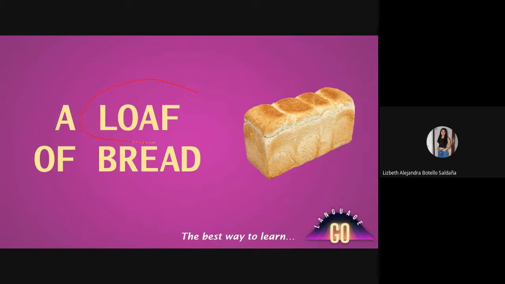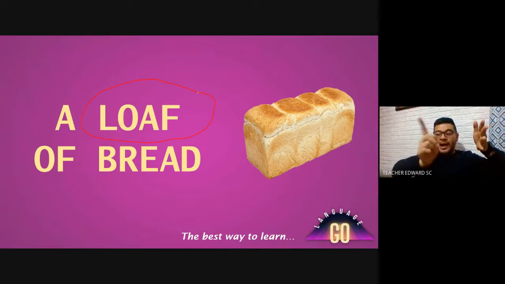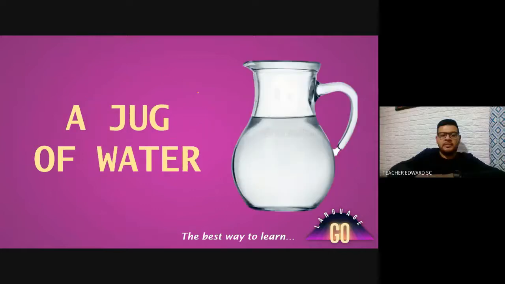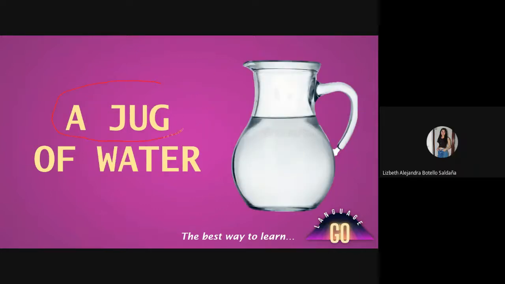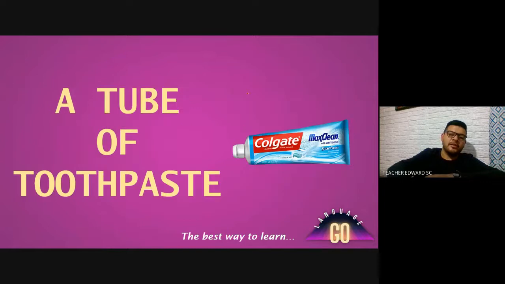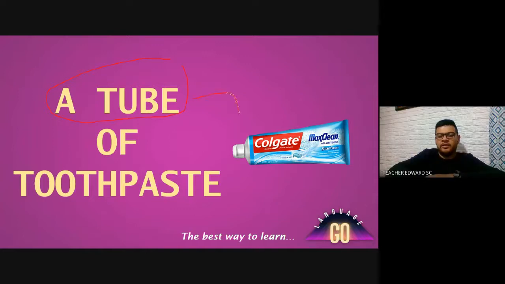A loaf of bread. It's when you have the entire bread, but you haven't cut it, it's still complete. When it's complete, you call it a loaf. For example, at Christmas and New Year, you buy the entire loaf of bread, and when you have it at home, you start to cut it. Jug of water. This is a jug, made of glass or plastic. A tube of toothpaste. Exactly.